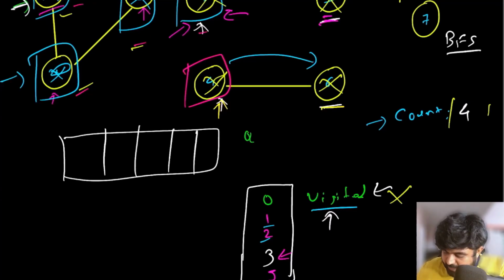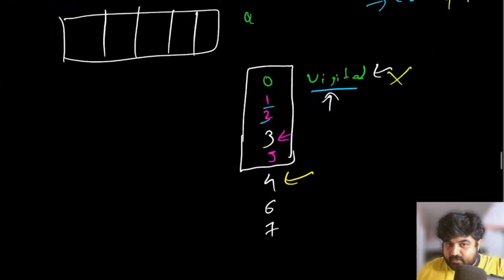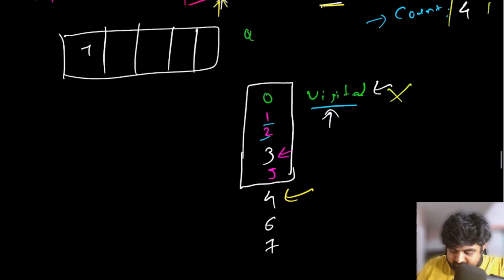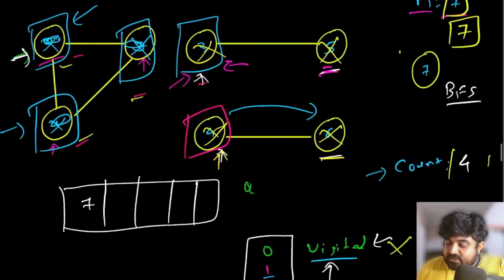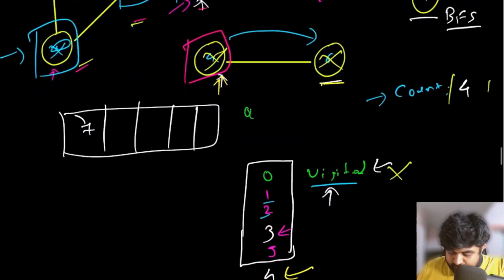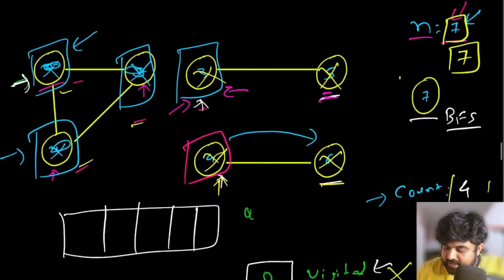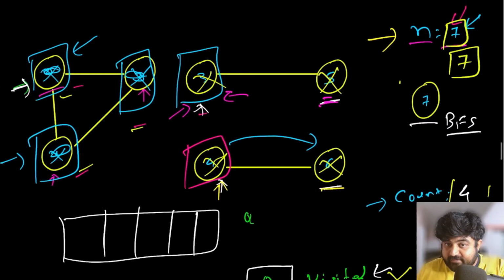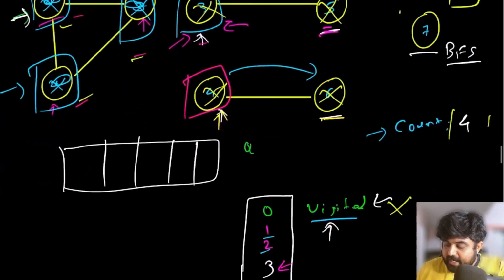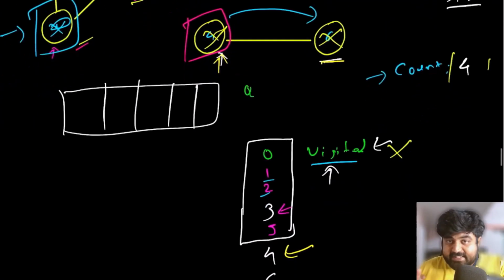Now we are going to add 7 to our list of visited nodes, and also we are going to add 7 inside our queue. Since 7 does not have any neighbors, we can pop 7 out immediately, and now our queue is empty. We have already iterated over all the 7 nodes that were given as the input, and we are basically done with the problem.